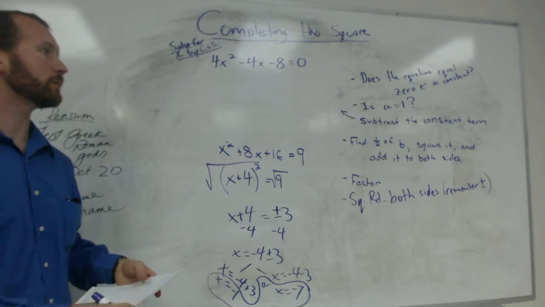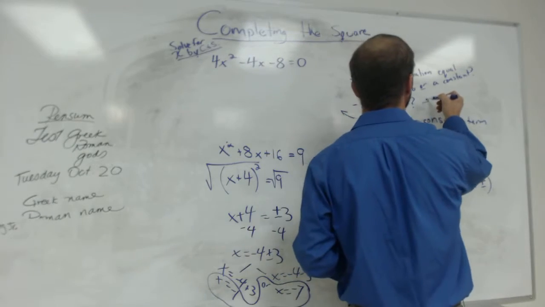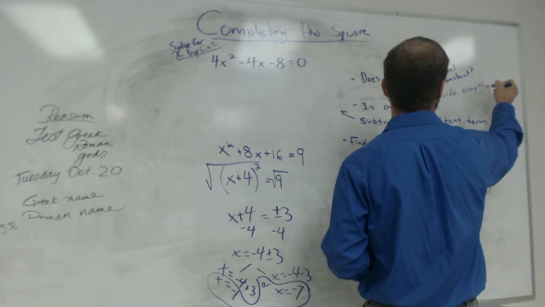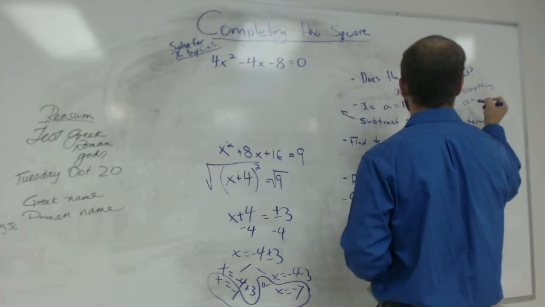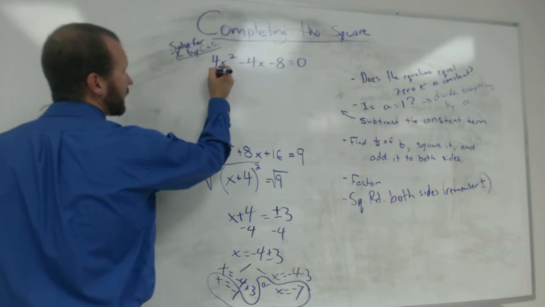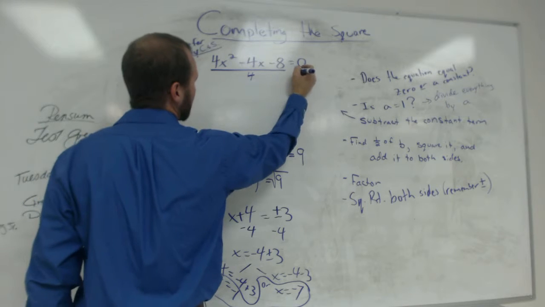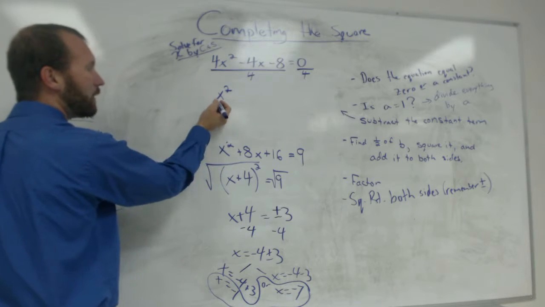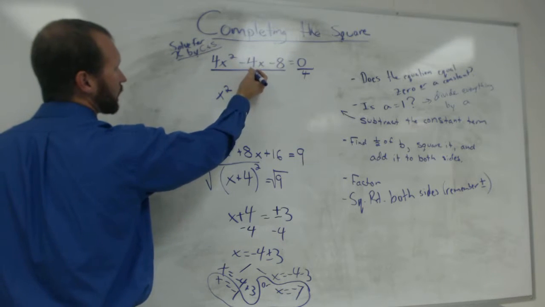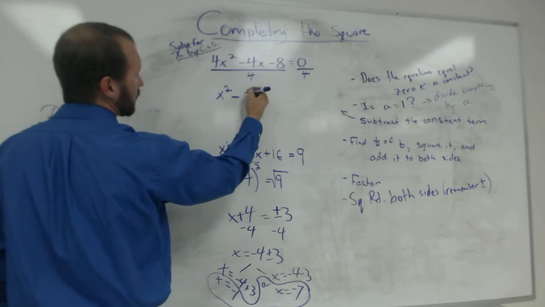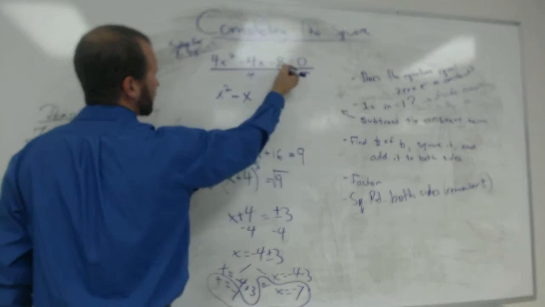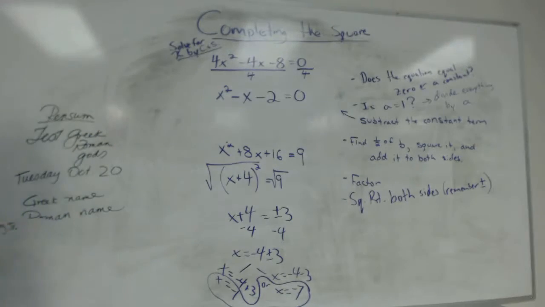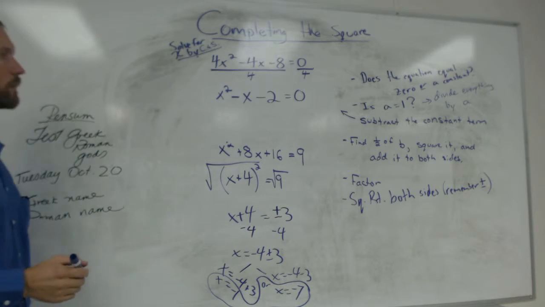So what we're going to do, if a is not 1, we divide everything by a. So I'm going to divide everything by 4 on both sides of the equation. 4x squared divided by 4 is just x squared. Now a equals 1. Negative 4x divided by 4 is negative x. Negative 8 divided by 4 is negative 2. And 0 divided by 4 is 0. All right.